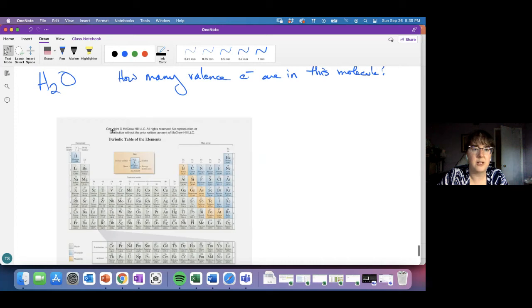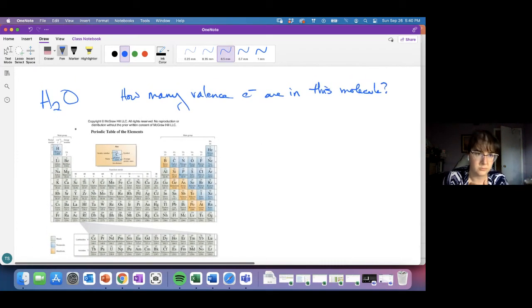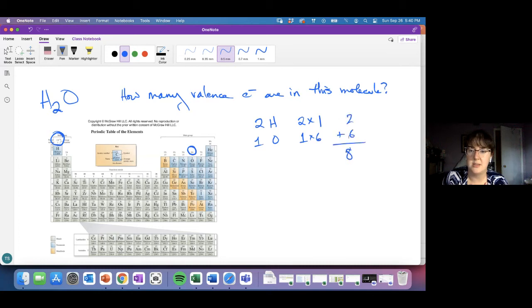And from our periodic table, what we can then do is use the number of valence electrons. Those are going to be the outermost electrons. Usually the little numbers up at the tippy top will tell us what those are. So for each hydrogen atom, that's 1, and for oxygen, that's 6. I have 2 hydrogens, so that's 2 times 1 electron, and I have 1 oxygen, so that's 1 times 6. It's 2 plus 6, which is 8.